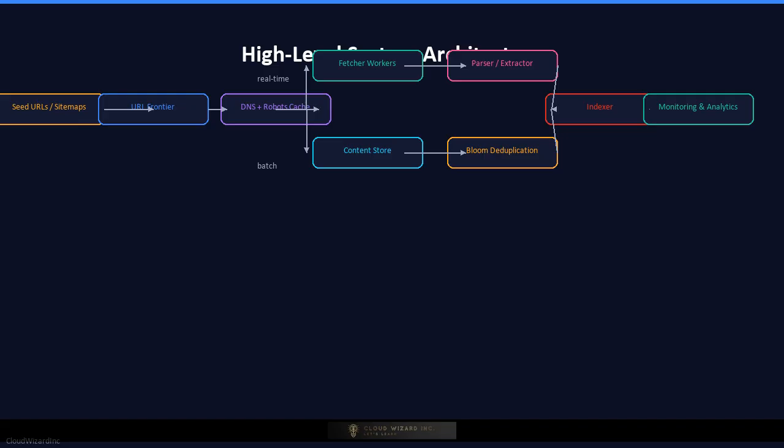The parser extracts links, updates the seen URL set with a Bloom filter, and pushes newly discovered URLs back into the frontier. A prioritization service ranks URLs using signals like PageRank and change frequency. The indexer consumes parsed content and builds the search index. A monitoring and analytics backend tracks crawl rate, success rates, politeness, and freshness.